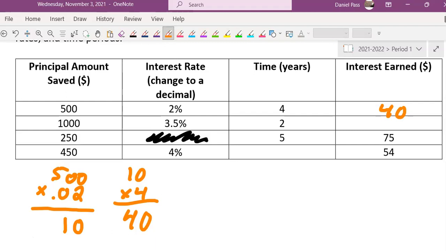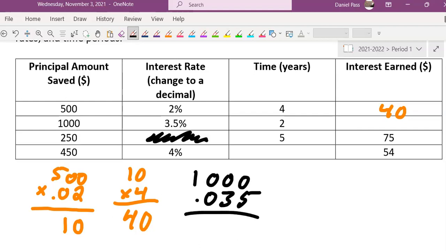Next, for the second one, I changed the percent to 0.0335 and I multiplied it by 1,035. Okay, what do we get? That's correct, 35 bucks. Okay, now what? I multiplied 35 by 2, for 2 years. Very good. So that one is 70.